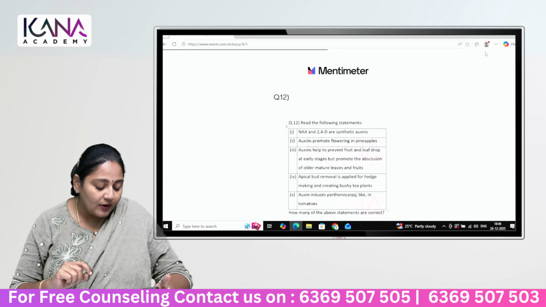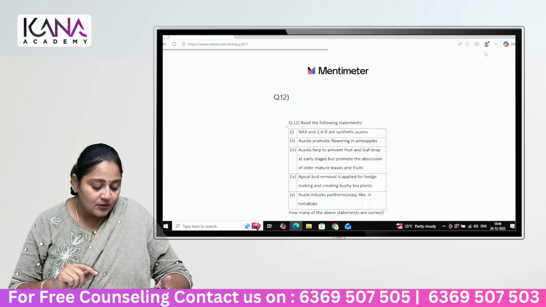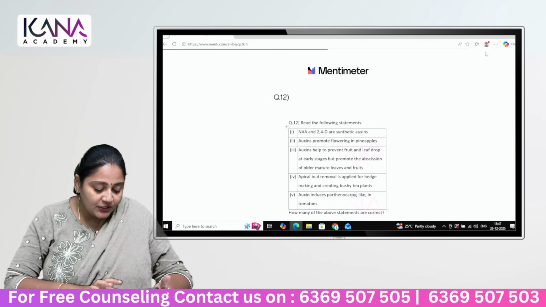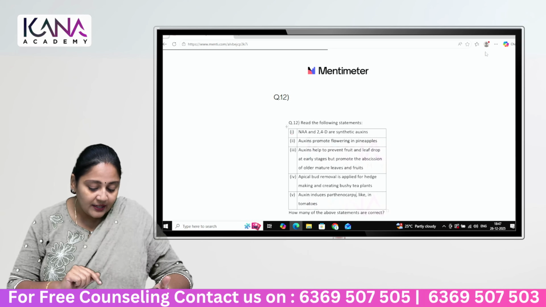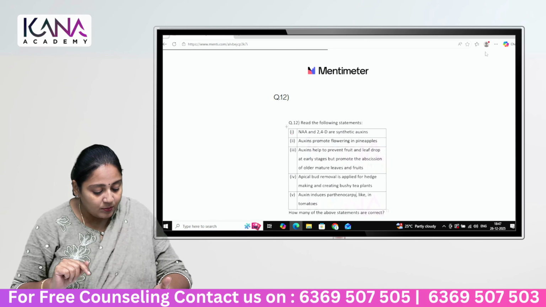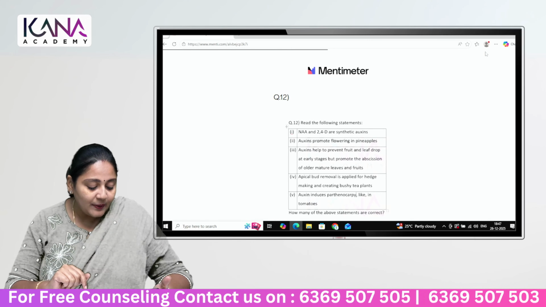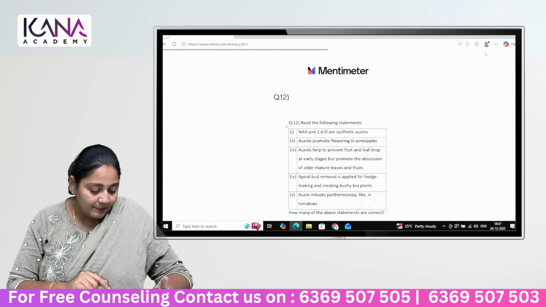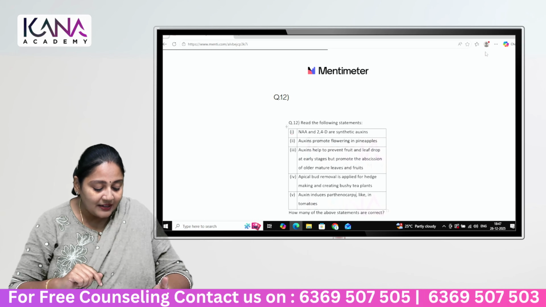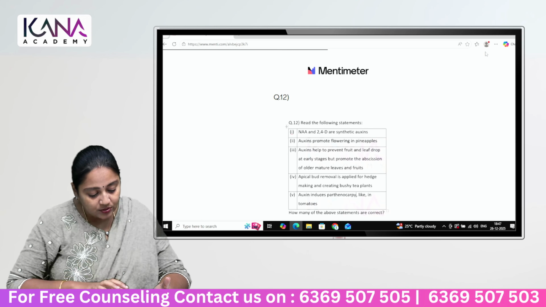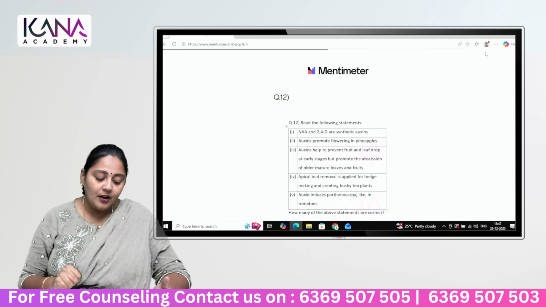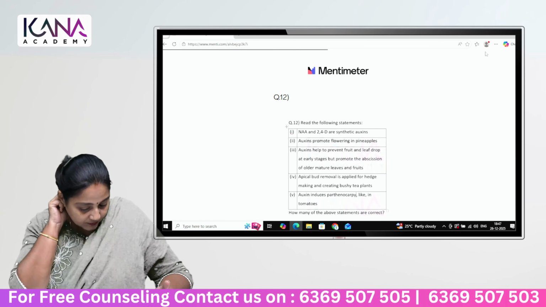NAA and 2,4-D are synthetic auxins. Auxins promote flowering in pineapples. Auxins help to prevent fruit and leaf drop at early stage but promote the abscission of older mature leaves and fruits. Apical bud removal is applied for hedge making and creating bushy tea plants. And auxins induce parthenocarpy like in tomatoes. Which option follows from this? How many of the above statements are correct, they are asking.